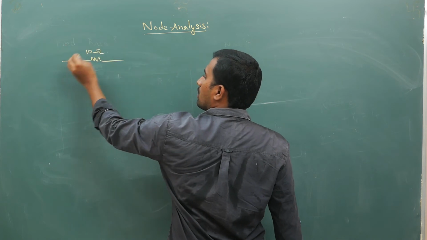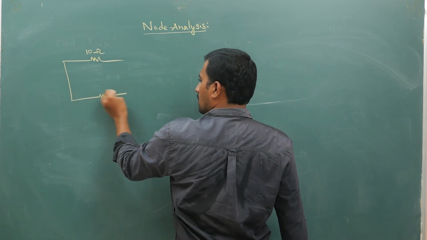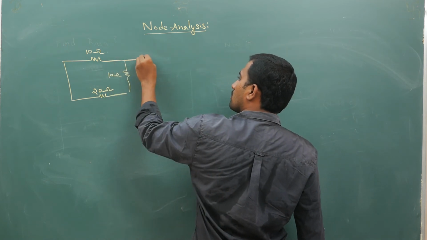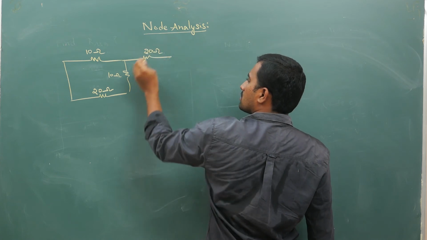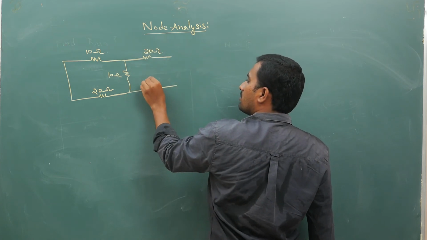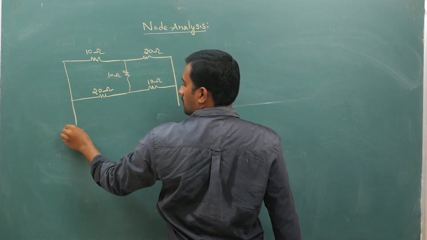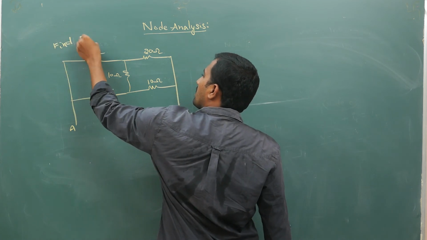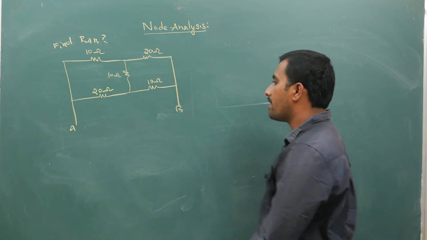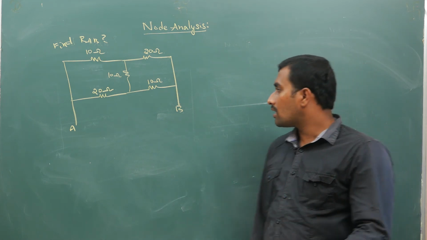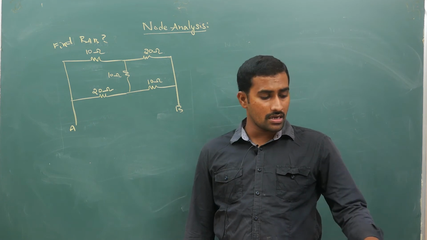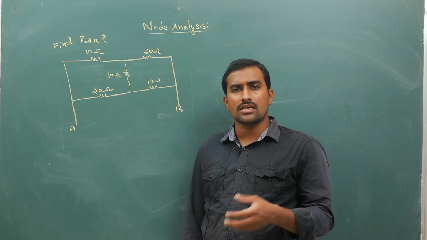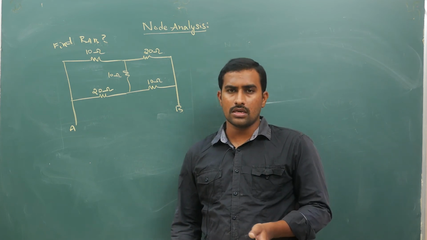Take a 10 ohm resistor like this, take a 20 ohm resistor, this side you have 10 ohm, this side you have 20 ohms, this side you have 10 ohms. Find RAB is your question. Even here there is no Wheatstone bridge. Now if you have understood what I have explained, this question will not be a tough thing to do. If you have understood it, follow the same steps and try to solve the question.